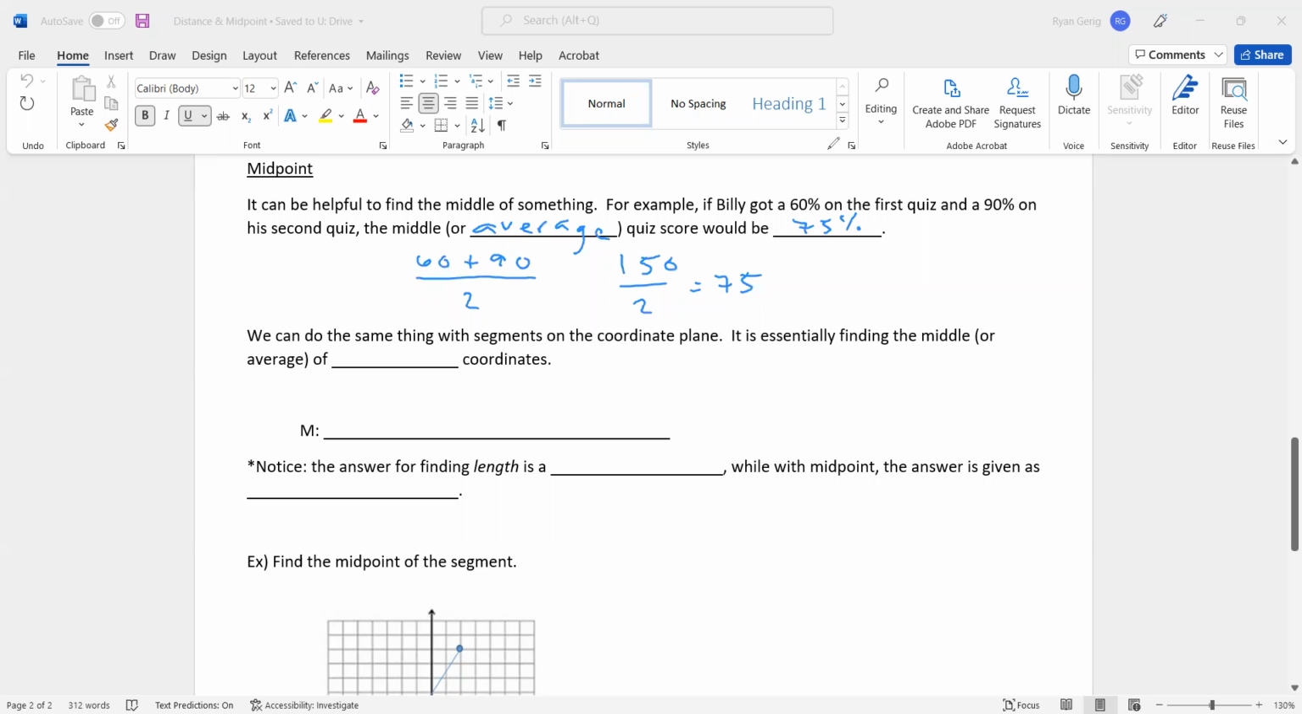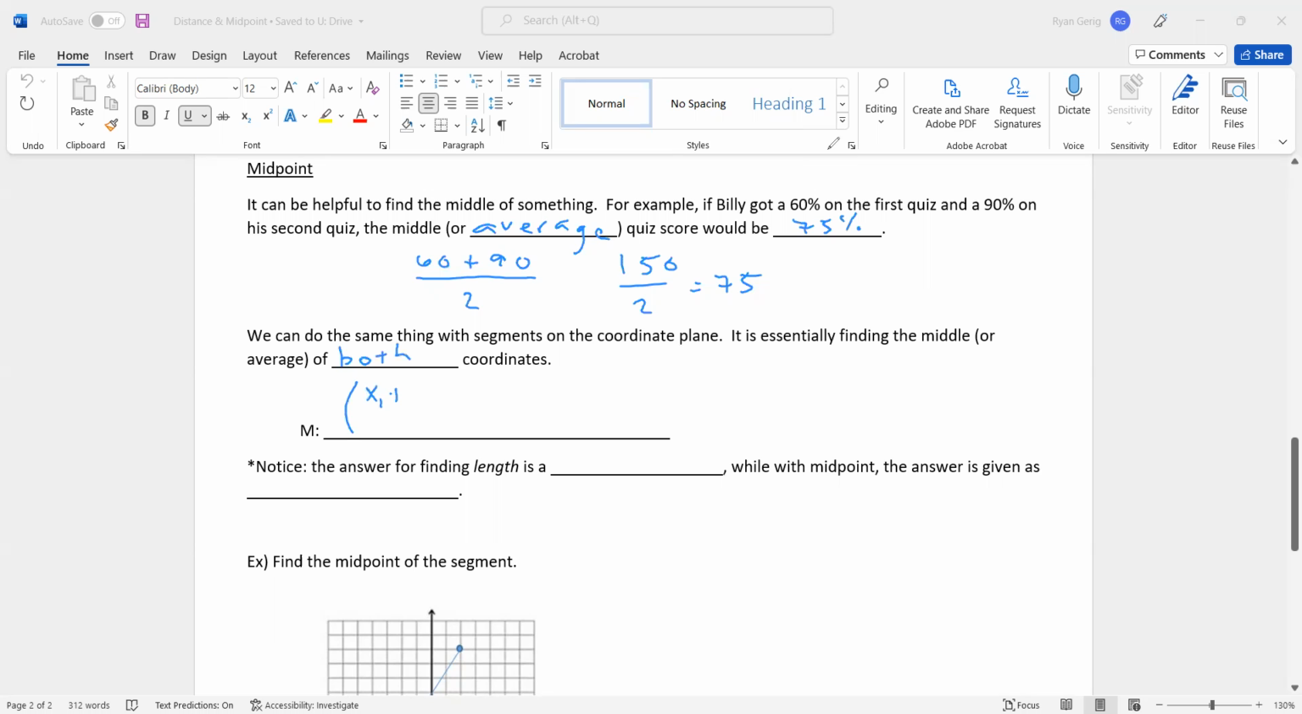You do the same thing with the segments on the coordinate plane. It is essentially finding the middle or average of both coordinates. So you have to do the average twice. Right? So the midpoint formula, again, there is a formula. If you want to use it, feel free. But if you remember average, it's going to remind you to add.